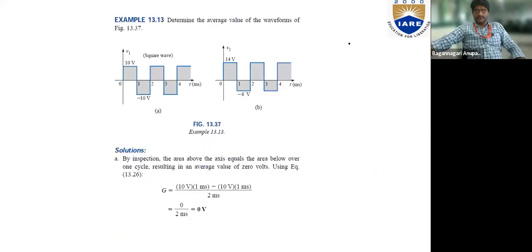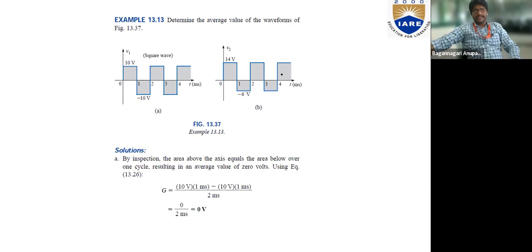Now, similarly, let us go for this example because it's more related to us. Determine the average value of the waveform of figure 1.13.37. This one. So, what's the average value of this square wave? This is a square wave, right? It has moved from 0 to 1 to 2, that is a cycle. The time period for this is 2 milliseconds. The peak value is 10 V in the positive cycle and minus 10 V. So what's the average value now? Since they are equal in magnitude, the average will be equal to 0, right?